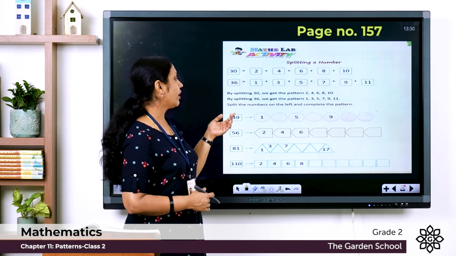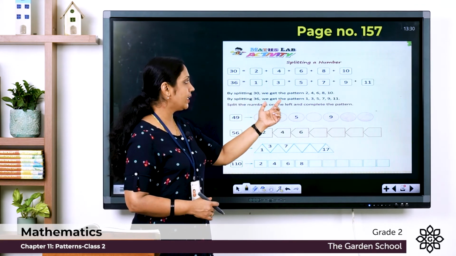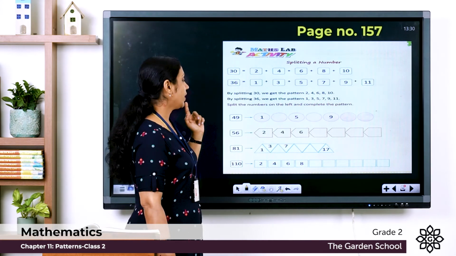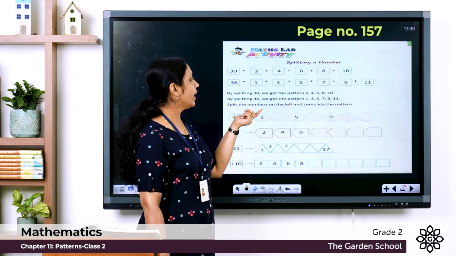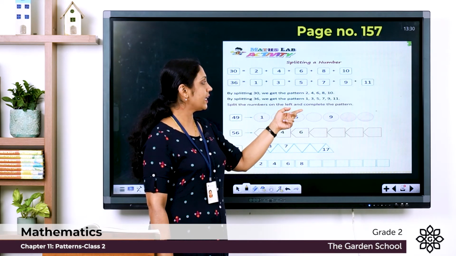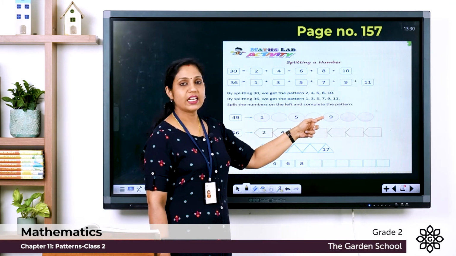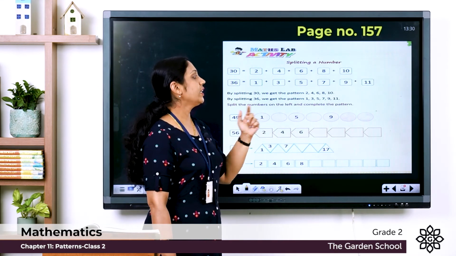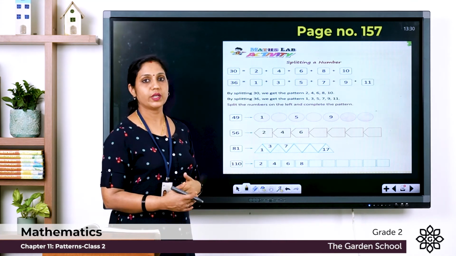Now let's see what we have to do. By splitting 30, we get the pattern 2, 4, 6, 8, 10. By splitting 36, we get the pattern 1, 3, 5, 7, 9, 11. Split the numbers on the left and complete the pattern. Now we have to split the numbers.